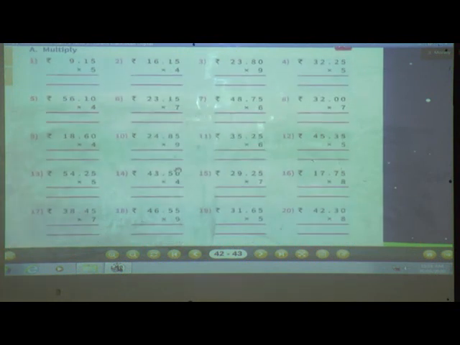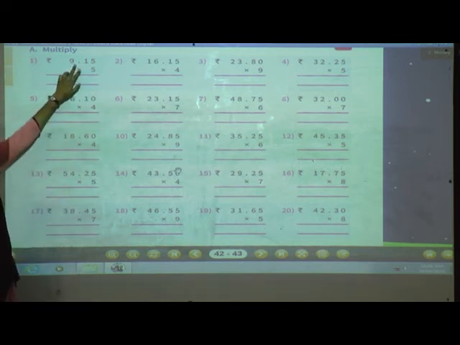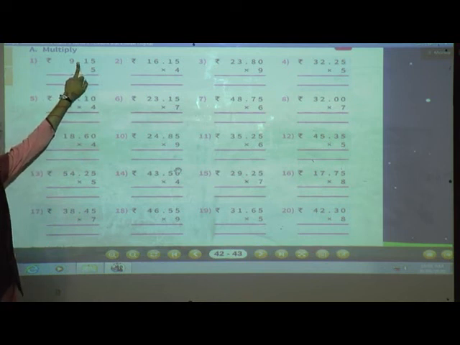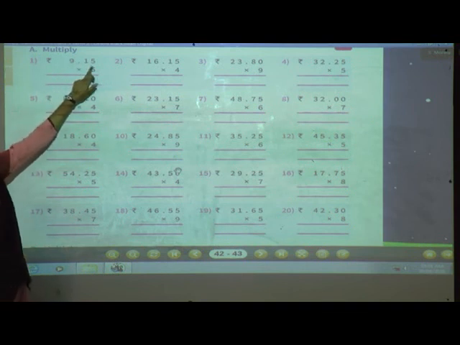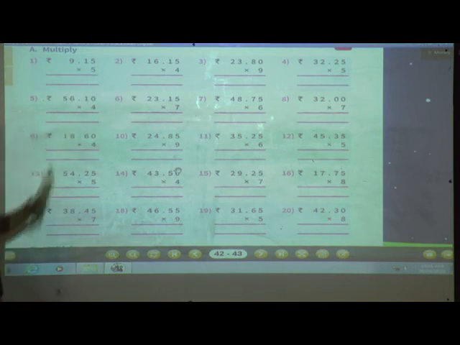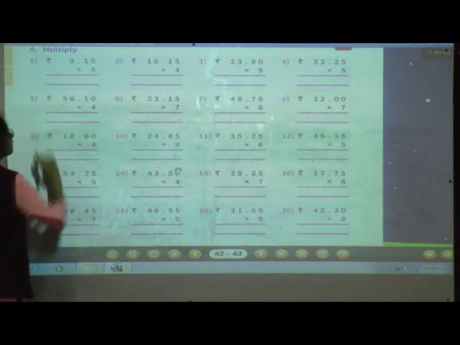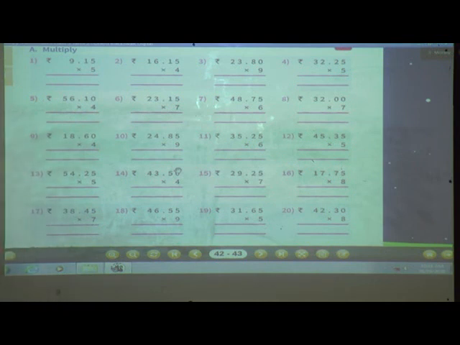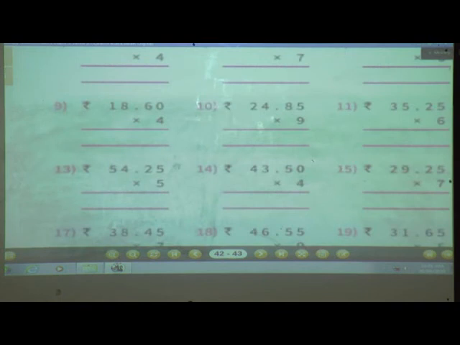Question A, multiply rupees 9.15 into 5. See here, now while doing the multiplication, forget this point. While doing the multiplication you have to forget this point or dot. Just do the multiplication of 915 into 5. Okay, so let us do the multiplication. 5 5s are 25.